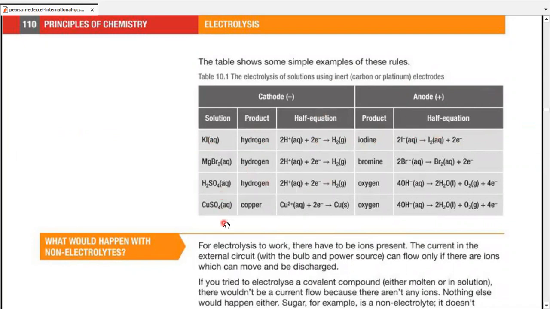So there are different aqueous solutions, and you'll see most of the time you get hydrogen. Why? Because potassium is more reactive than hydrogen, magnesium is more reactive than hydrogen, or the solution itself contained hydrogen. Only in the case of copper, you get copper as a product at cathode. At anode, you would mostly form oxygen. Only in the case of concentrated iodide or bromide solutions, you'll get iodine and bromine.